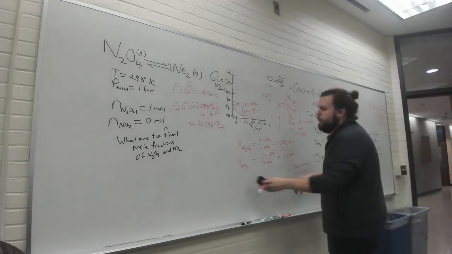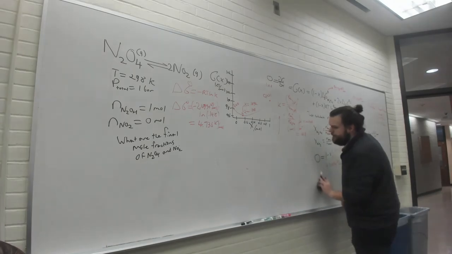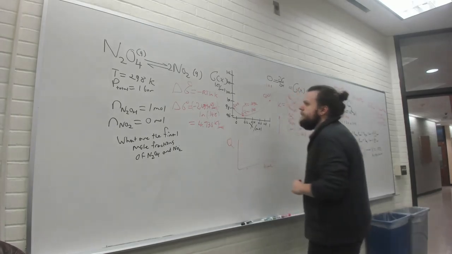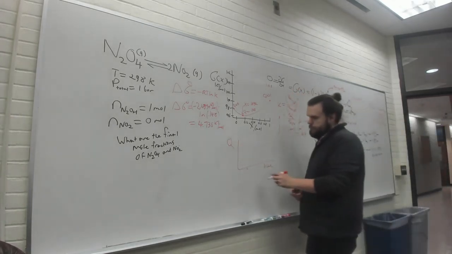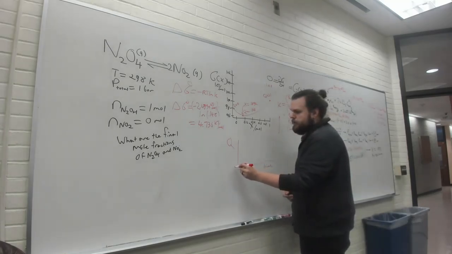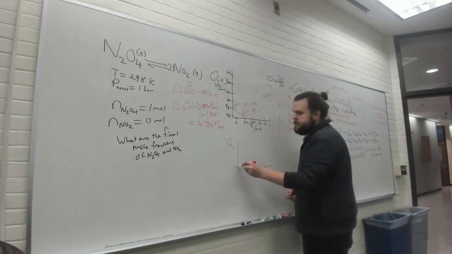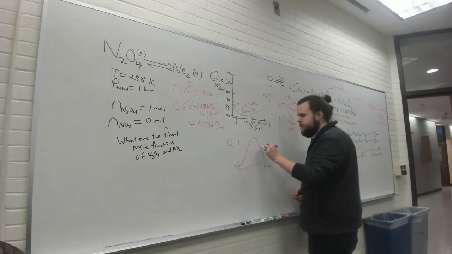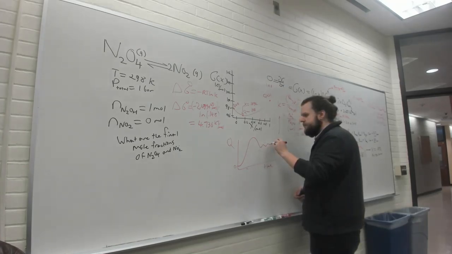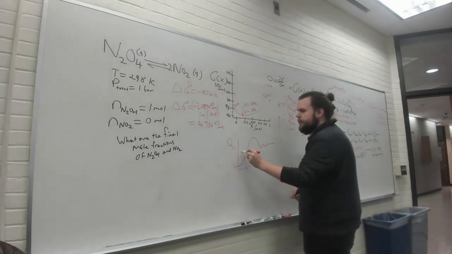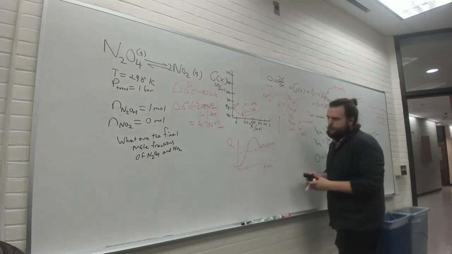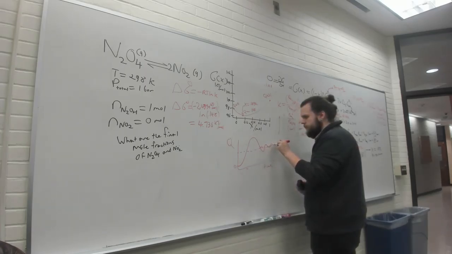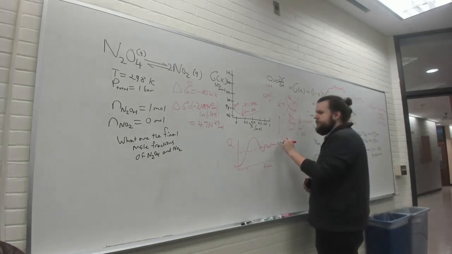So what do we know if the reaction goes to completion? What if we were to monitor pressures as a function of time? We do time versus Q. Initially it's 0, because there's no products. And it might increase high and then come back down. Maybe it oscillates below and above, like that. And of course this number is Q equals 0.148.